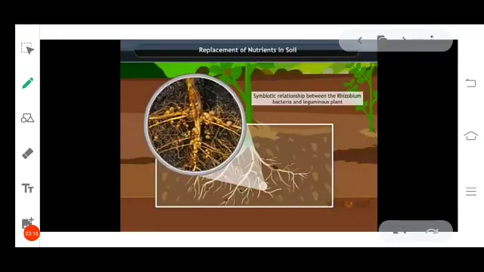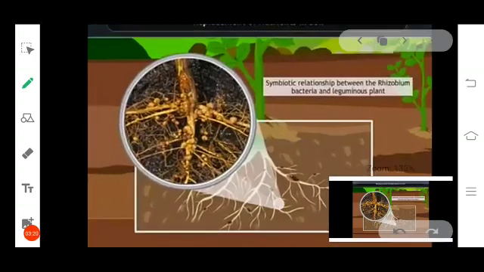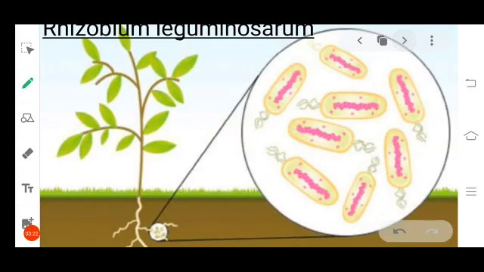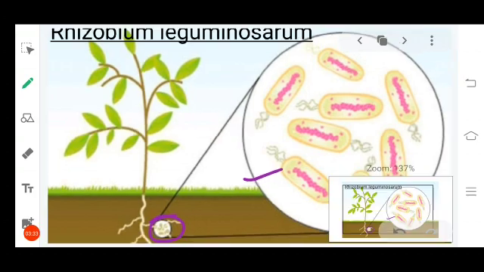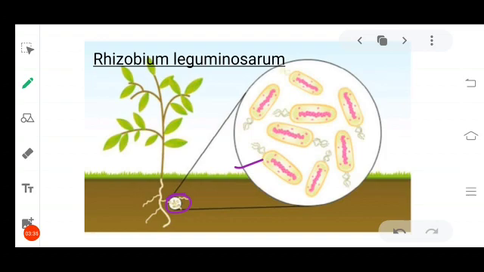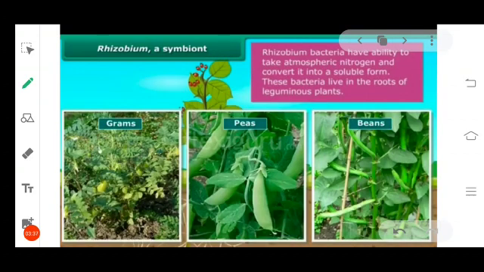You can observe clearly how the leguminous plants root nodules look over here. And this is the picture of rhizobium bacteria which lives in the root nodules of leguminous plants. Its full name is Rhizobium leguminosarum. Now these are the different varieties of plants which are called the legumes or leguminous plants. Grams, peas and beans are termed as leguminous plants.